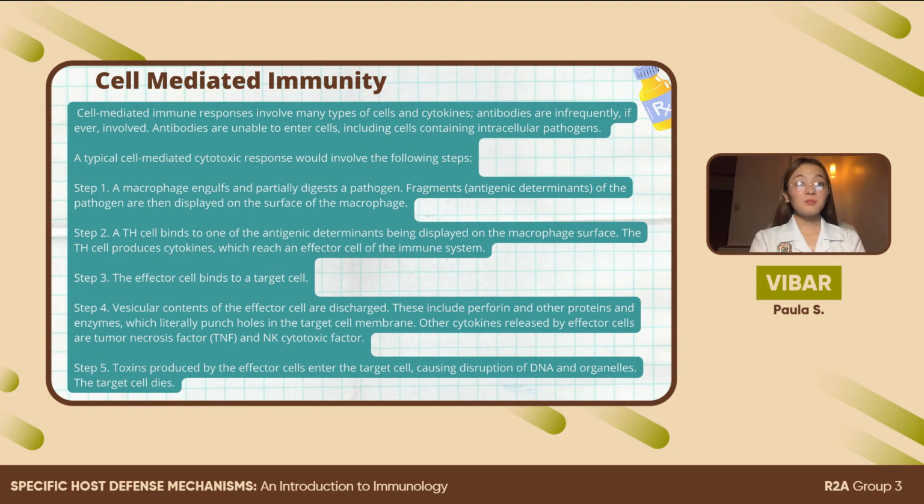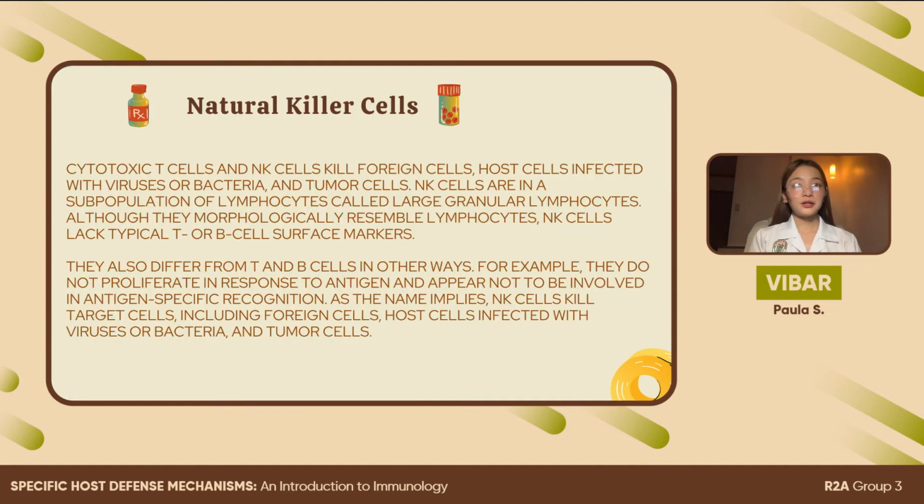The effector cell binds to a target cell, for example, a pathogen-infected host cell displaying the same antigenic determinants on its surface. Step 4. Vesicular content of the effector cells are discharged. This includes perforin and other proteins and enzymes, which literally punch holes in the target cell membrane. Other cytokines released by effector cells are tumor necrosis factor and NK cytotoxic factor. Step 5. Toxins produced by the effector cells enter the target cell, causing disruption of DNA and organelles. The target cell dies.